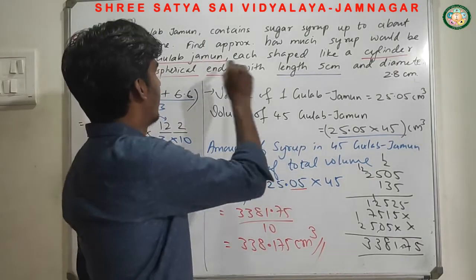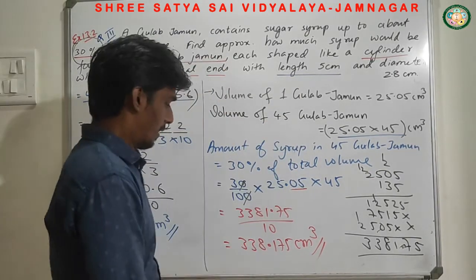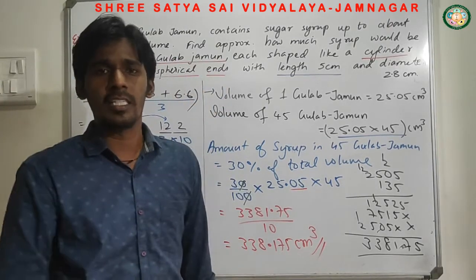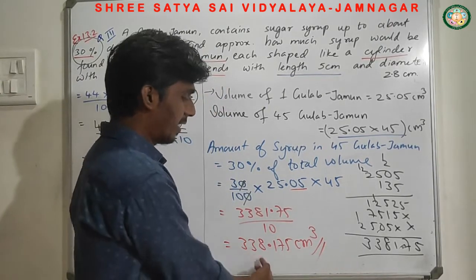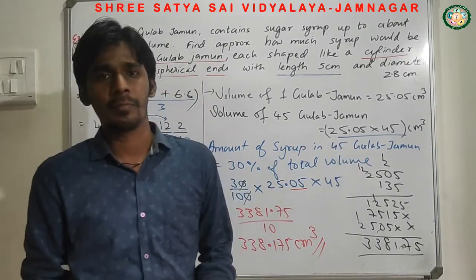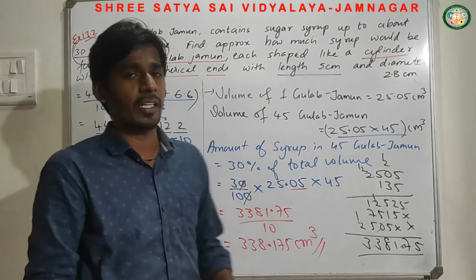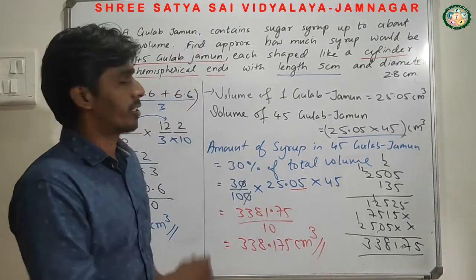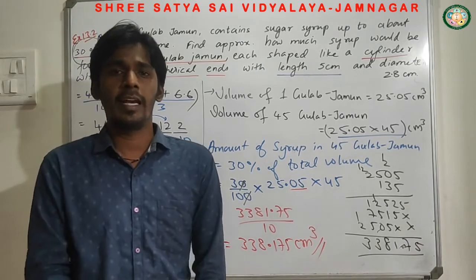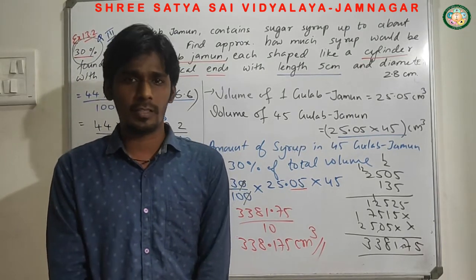It means in these 45 gulab jamun, there is 338.175 centimeter cube of syrup. So this is the amount of syrup present in 45 gulab jamun. So this is the way we can do 13.2 question number second. It's one very important question. Just pause the video and try to calculate the sum by yourself.